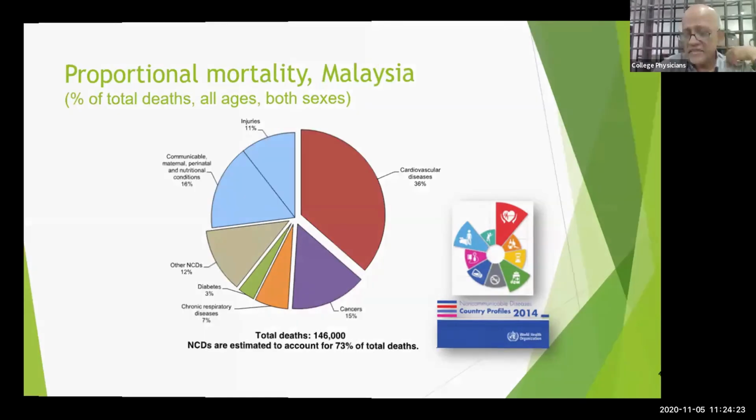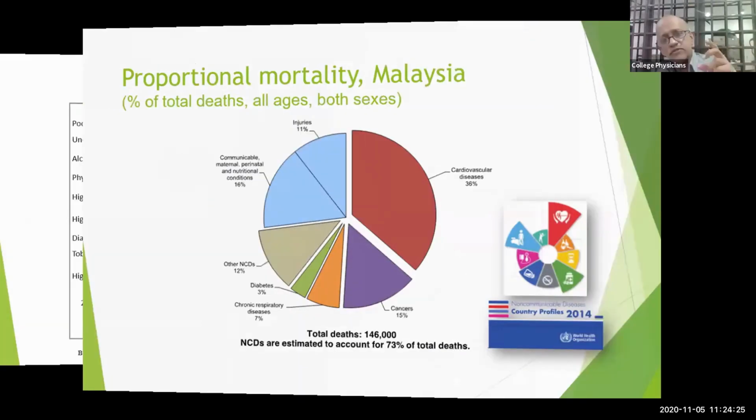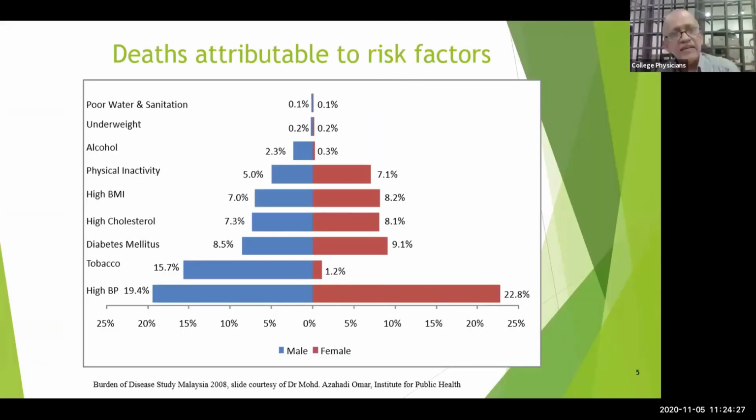If you look at it from a risk factors point of view, which is contributing to the deaths, the highest among both males and females is high blood pressure, followed by tobacco smoking, especially in the males. Then diabetes is the third. The next is high cholesterol, overweight, and physical inactivity.